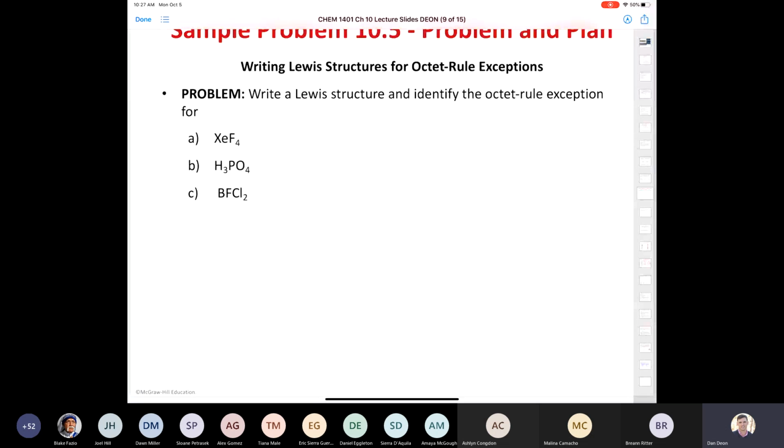We'll start with A, which is xenon tetrafluoride. So XeF4 is the xenon tetrafluoride. Can anybody tell me how many valence electrons total there would be in XeF4, xenon tetrafluoride?